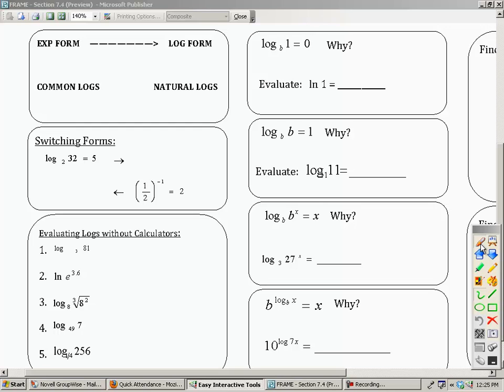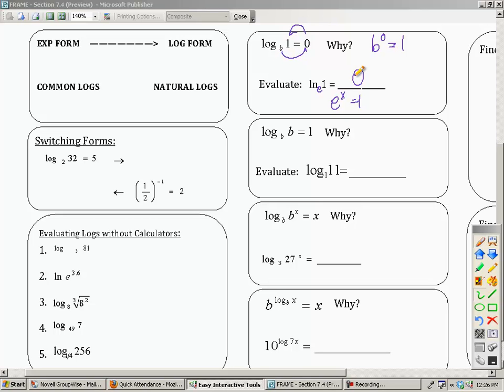Log base anything of 1 is 0. My question is why? In order to be able to tell you why, let's rewrite it. b to the 0 equals 1. Why? Because any base to the 0 power is 1. So if I look at this, natural log of 1 says e to some power is 1. What does it have to be? The answer is 0. It always helps to rewrite it because you're used to exponents, not logs.